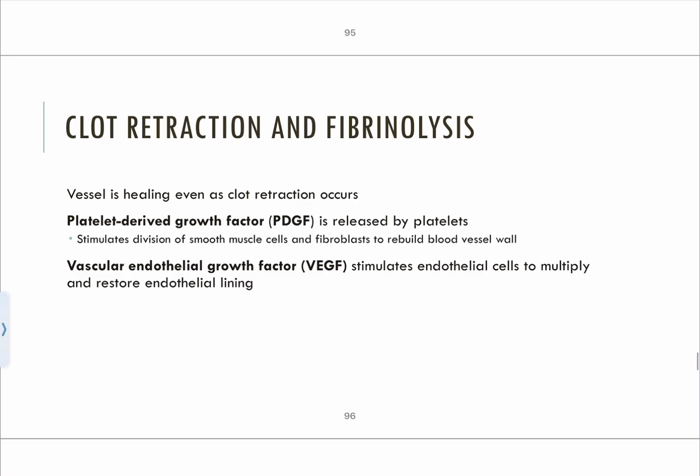So once we have clot retraction, then we need fibrinolysis. And so a clot really isn't a permanent solution to any blood vessel injury. So we need to go through the next step, which is fibrinolysis, where we remove the unneeded clot once the healing has occurred and go in and kind of clean up the whole thing.